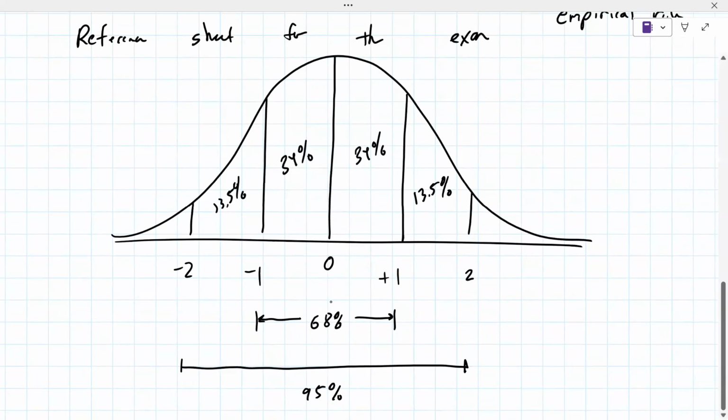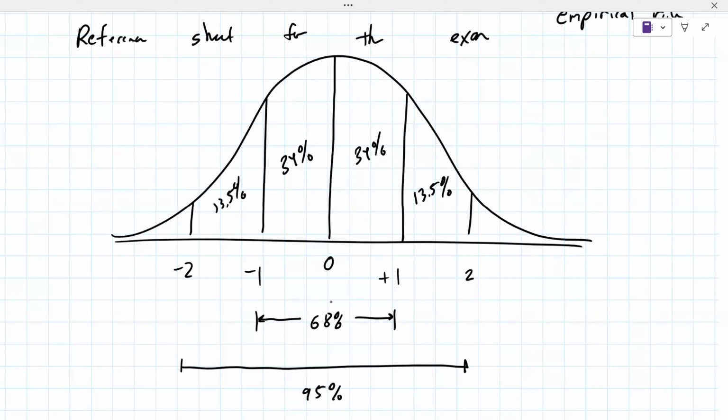13.5. The reason I'm asking if you get that reference sheet is it's a lot easier to look at a reference sheet than to do this on a test or a quiz by hand. The normal table does not help you with the empirical rule. That's why I'm bringing that up.